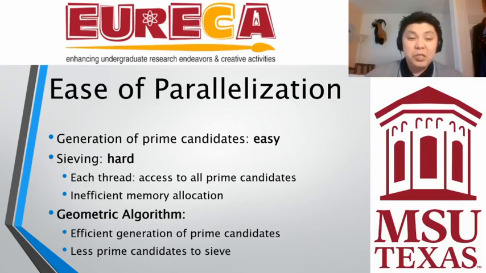Why? Because each thread has to access all prime candidates in order to sieve, and it will incur inefficient memory allocation. The geometric algorithm is focused on the generation of prime candidates, which means I can exploit the power of parallelization, maximizing its utility, while I'll have fewer prime candidates to sieve, so I'll have less burden.